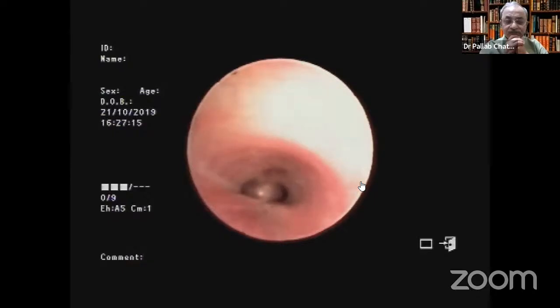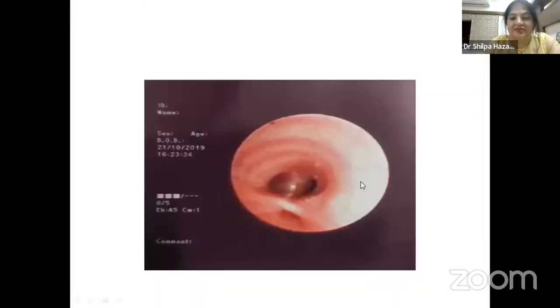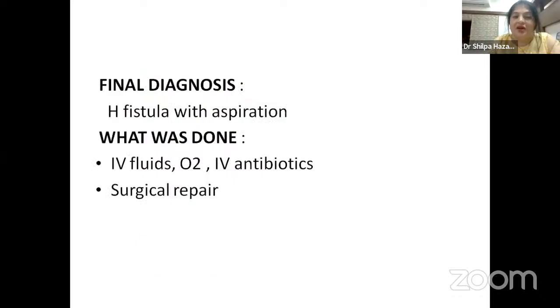Right, so this was a huge fistula, and that was the reason the child had a significantly bad X-ray, with infiltrates in both lung fields and significant respiratory distress. This is a still image showing a clear-cut H-type fistula. So the final diagnosis was H-type fistula with aspiration.